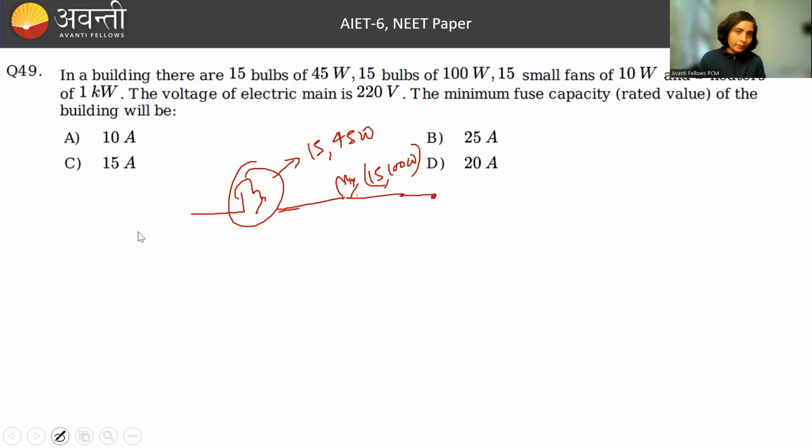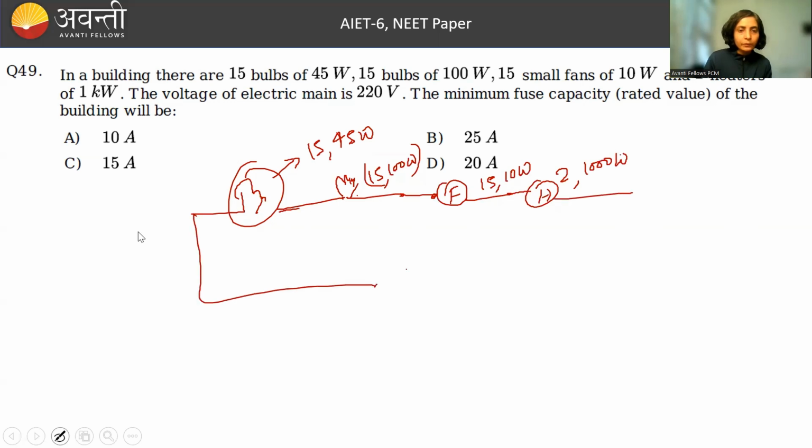15 small fans. Now how do I draw a fan? I write it like this, okay? And its number is 15 and it's taking how much power? 10 watt. And then there are two heaters of 1000 watt. Done. And this whole thing is connected to a mains of 220 volt. And it is said that the minimum fuse capacity of the building.